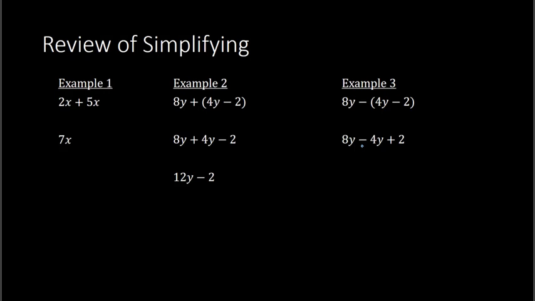And then from here, we can simplify further. We have 8y's minus 4y's. Those are like terms because they both have y. So to combine, I have 8 minus 4, which gives me 4 y's. So I have 4y plus the 2.